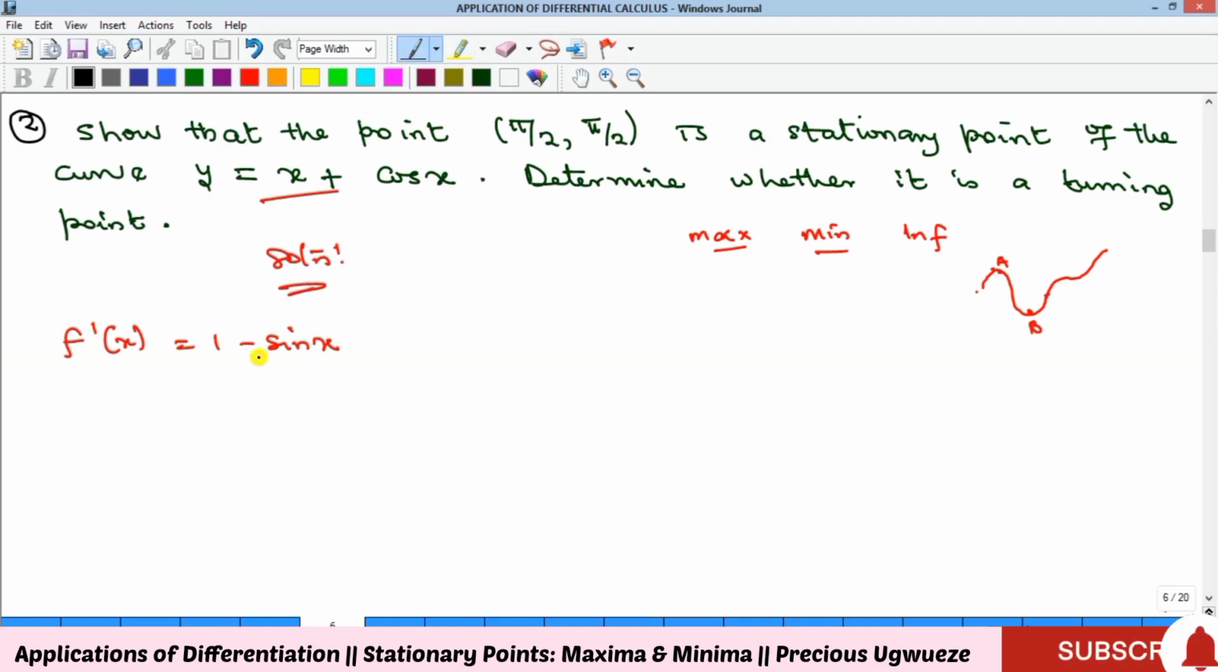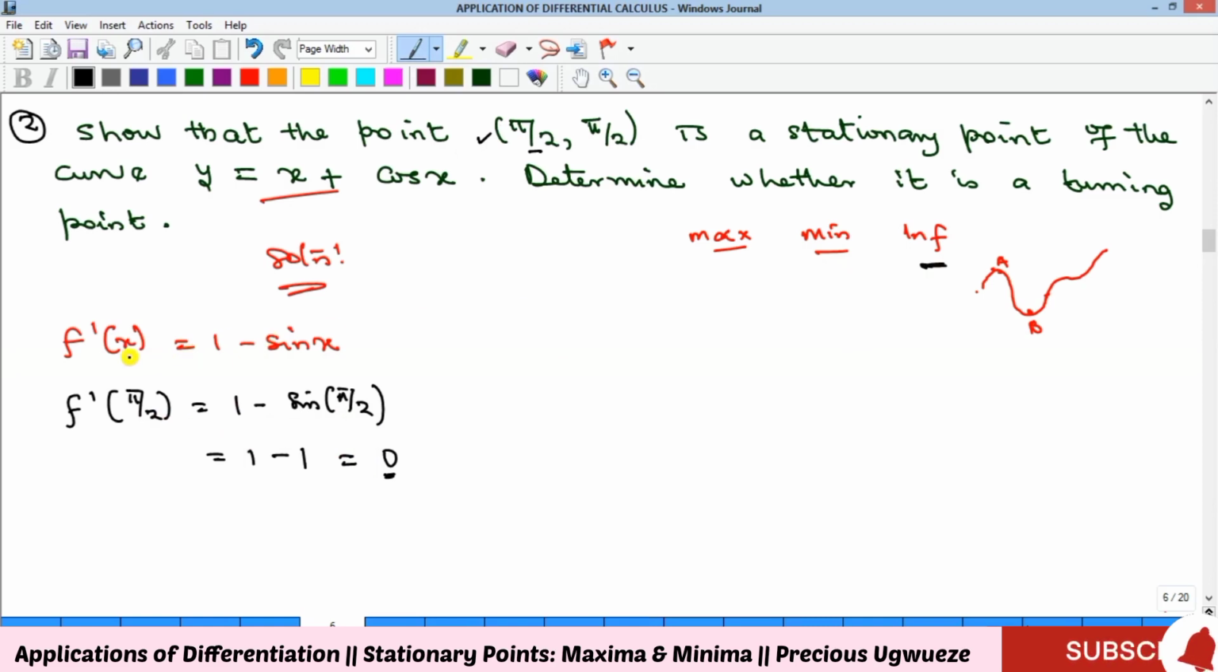Okay, so to check whether this point is a stationary point, remember, this is the x part of this point, and so if we make a substitution here, if it is a stationary point, then it should give us 0. Okay, so let's try to do that. So we want to substitute x as pi over 2, and if we do that, we have 1 minus sine pi over 2, and of course we know pi over 2 in radians is 90 degrees, and sine 90 is 1. 1 minus 1 is 0. And so since the substitution of x as this is giving us 0, therefore this point is a stationary point.